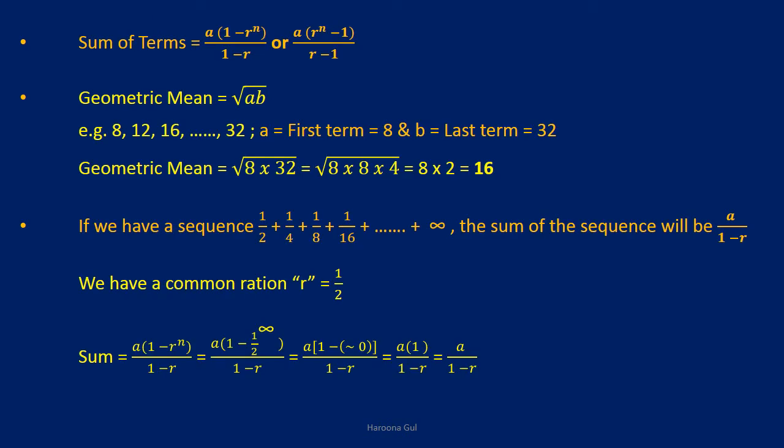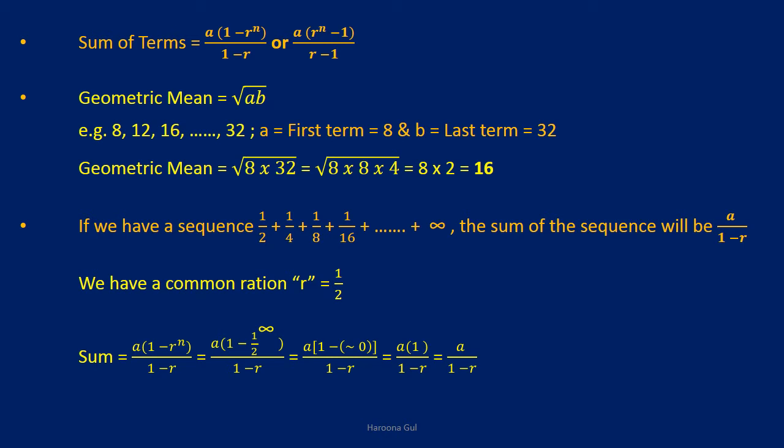The formula for the sum of the terms of a geometric progression is equal to a into 1 minus r raised to the power n divided by 1 minus r. It can also be written as a into r raised to the power n minus 1 divided by r minus 1. The geometric mean of a sequence is equal to the square root of a into b, where a is the first term and b is the last term of that sequence. Suppose we have to find the geometric mean of 8, 12, 16 up till 32. We will have a equal to 8 and b equal to 32. And our geometric mean will be equal to the square root of 8 into 32, which will be equal to 16.